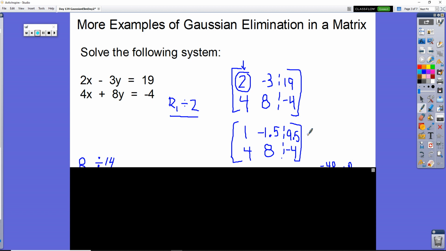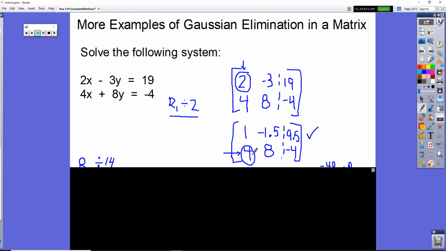Now that my top row is good, I'm going to put a little check mark next to it. That's the only thing we have to do in our top row. In the second row, the next thing to do is to try to turn where this 4 is into a 0. The way you turn things into zeros is by adding rows together or multiples of rows together. Now, if I add the top row with the bottom row, that does not make 0.